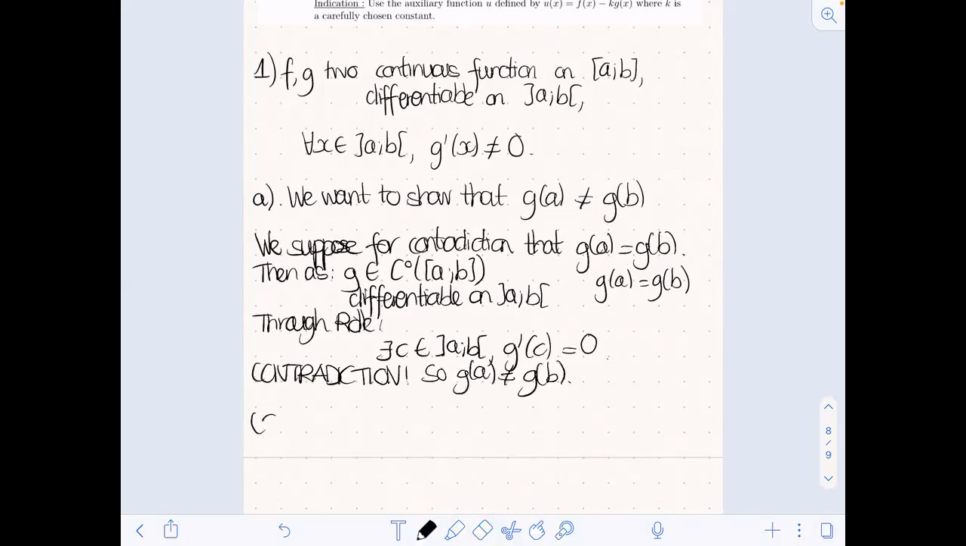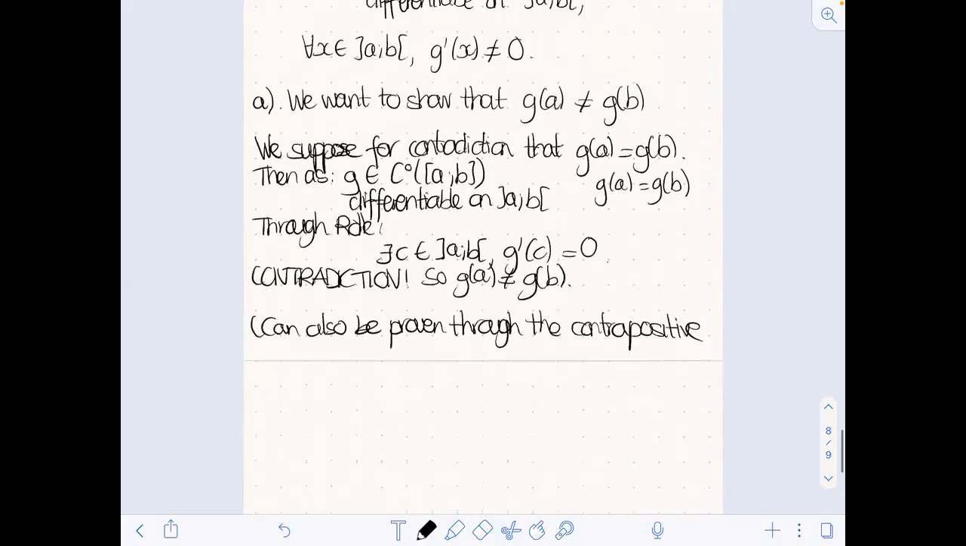So g of A is different from g of B. And this can also be proven through the contrapositive. Is that what you call it in English? Contrapositive. Yes, okay, thanks. So you could either prove it through contradiction, or it's exactly the same thing, I think you can prove it through the contrapositive statement.